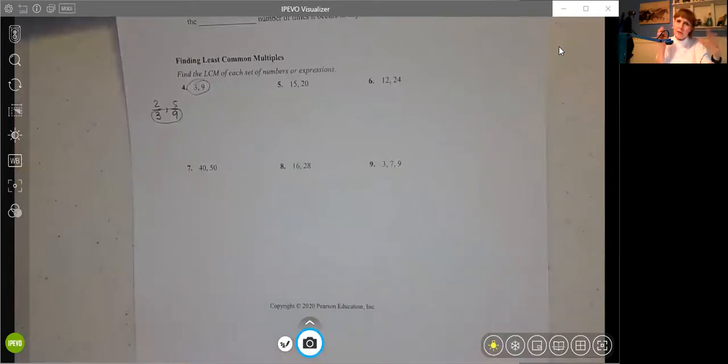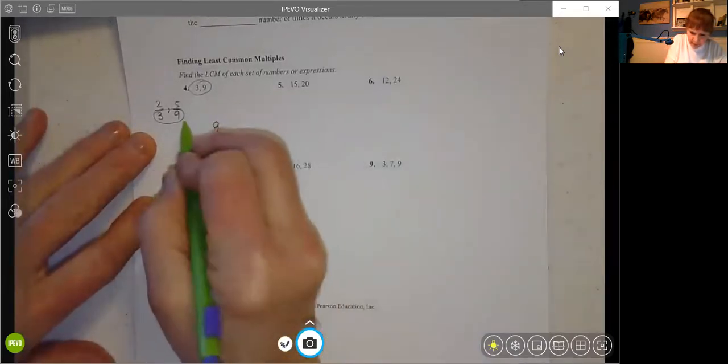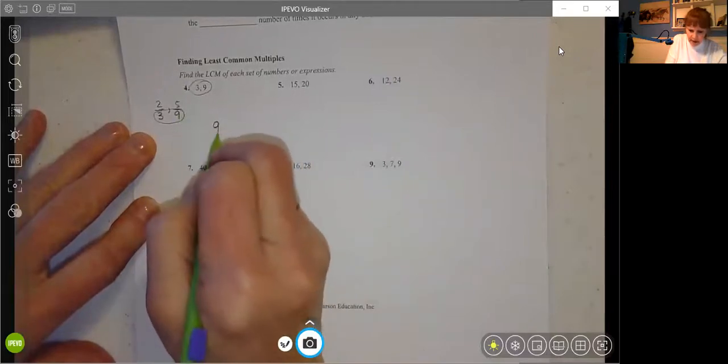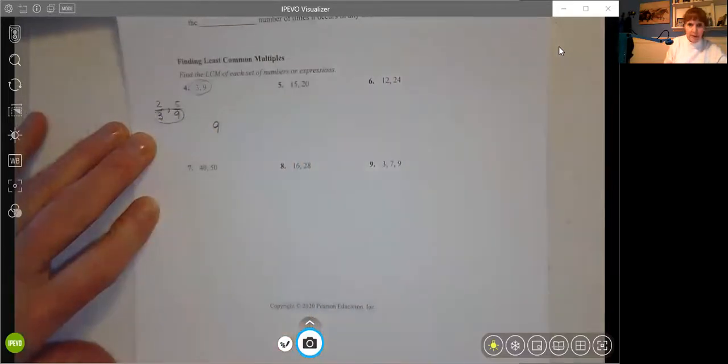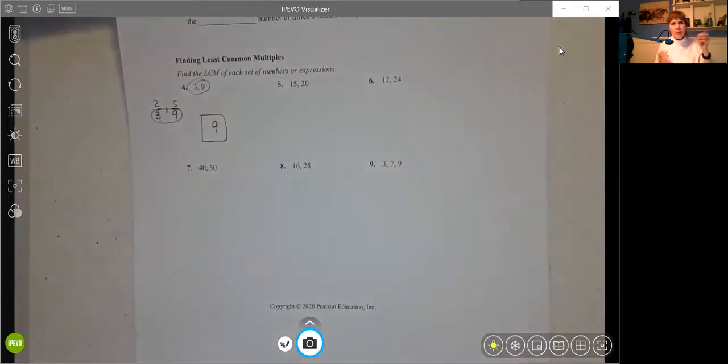Well, this one isn't really too bad. I know that 3 and 9 would both go into 9. 9 divided by 9 is 1. 9 divided by 3 is 3. So it would be 9. All right. And again, we want the least.